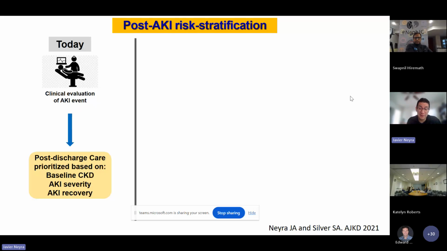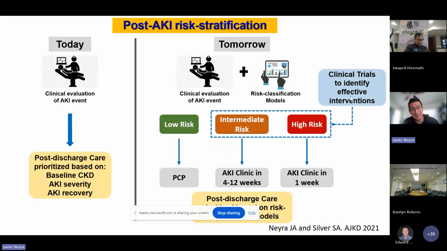Finally, the post-AKI risk stratification. As I said, when you are now signing off a couple of patients with AKI, you will determine your recommendations on follow-up based on the level of CKD, the severity of the AKI, and the level of recovery of AKI on that patient, very likely, when you're trying to phenotype AKI. But eventually, when we incorporate these risk classification tools to help you make your decisions, you can identify patients with high risk that may need to be seen early and perhaps by nephrologists, and patients with intermediate risk where you can have that follow-up in the first 4-12 weeks after discharge.